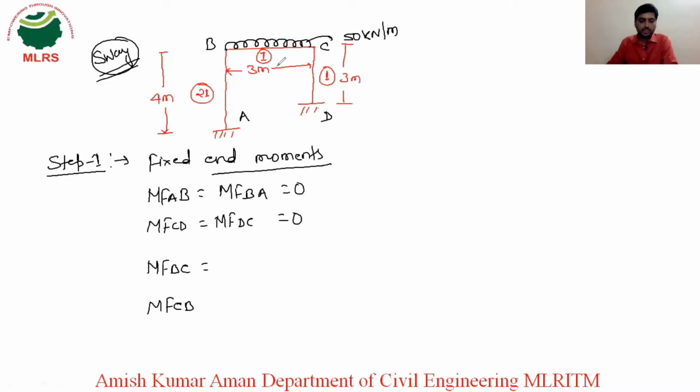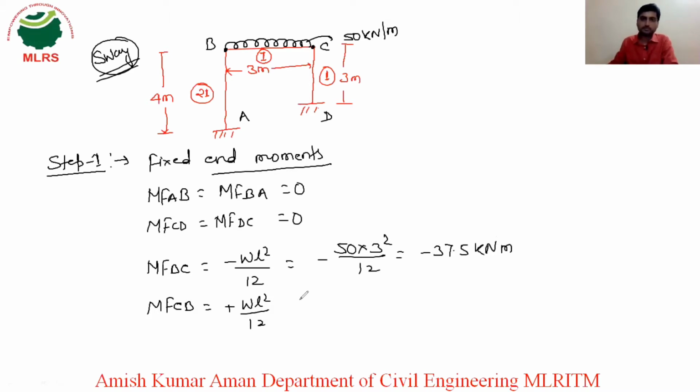So what will be this? This is your loading condition. What type of load is this? This is your UDL. So what will be the formula, starting from B point? Minus WL square upon 12, and for this point it will be plus WL square upon 12. I have already given you those formulas. 50 into 3 square upon 12, so we will get minus 37.5 kilonewton meter. Here you will get the same but positive, that is 37.5 kilonewton meter. Now we have calculated step 1, the fixed end moments.